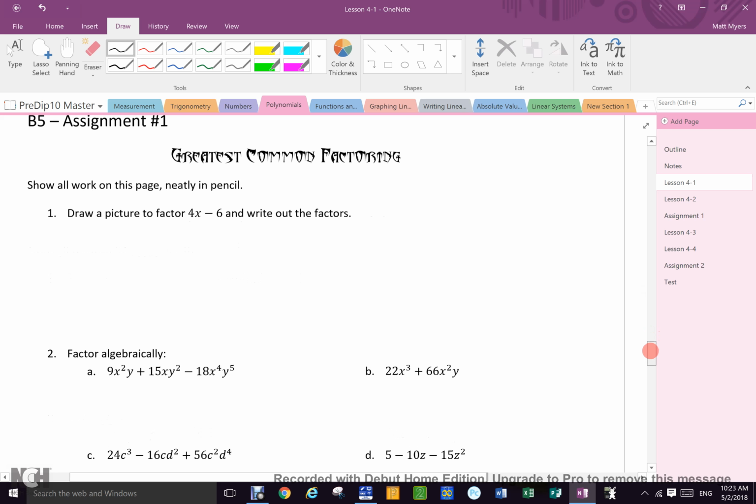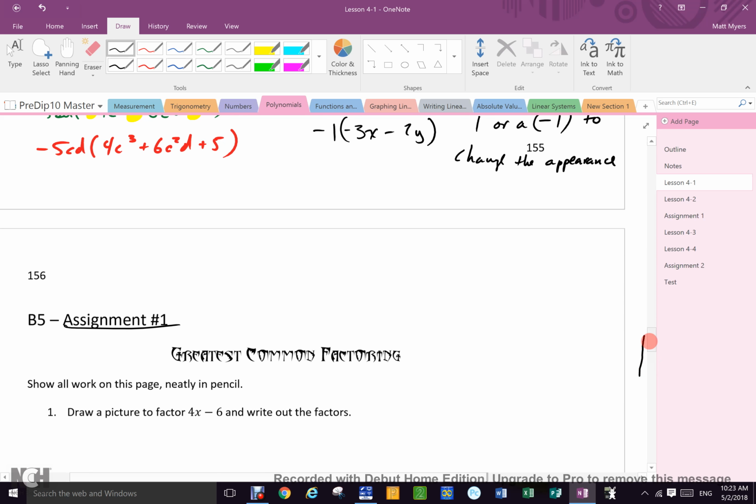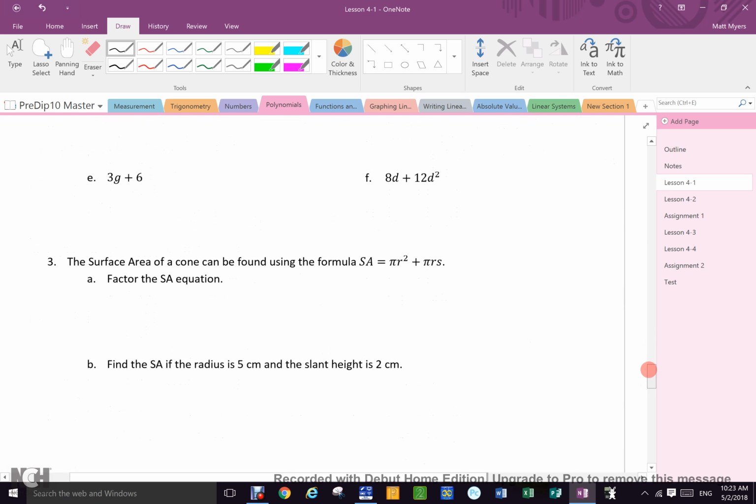Go. This says assignment. I am not marking it. You are not marking it, but this is what you are doing today. Go diddly-o. You are doing page 156 and 157.